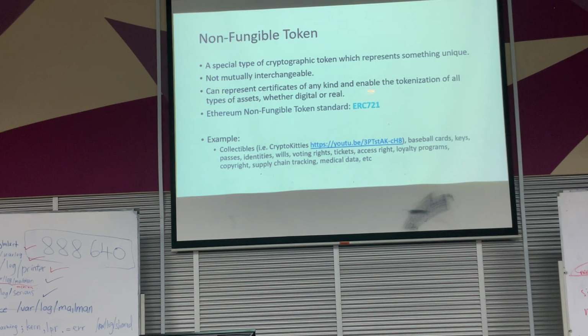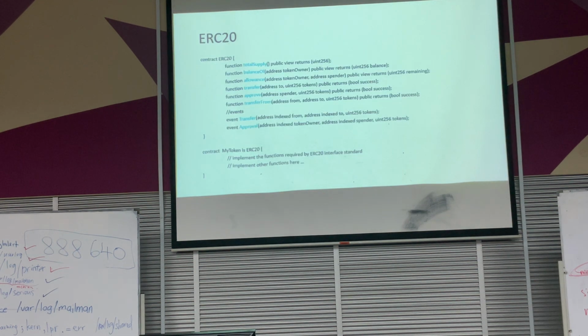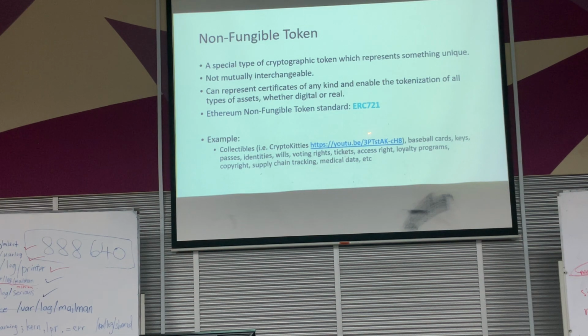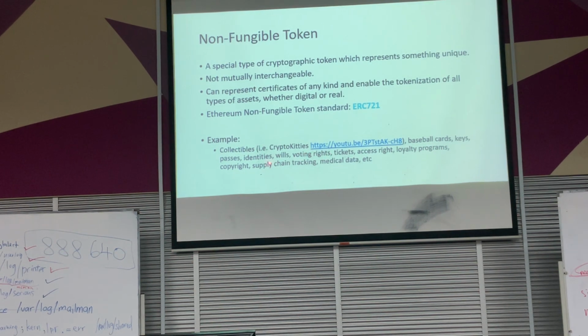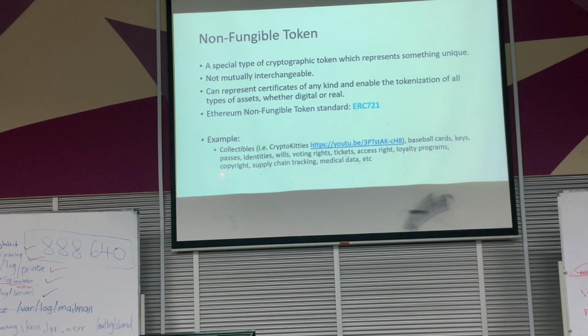Alright, so the standard will be different. You don't follow this for a fungible token. When you want to create a token like this, you follow this. But if you want to create this one, a non-fungible NFT, you follow this one. All these are examples of NFT use. It can be anything: collectibles, which is famous now, voting rights, access rights, royalty programs, copyrights, supply chain tagging. All of this can be turned into a token.